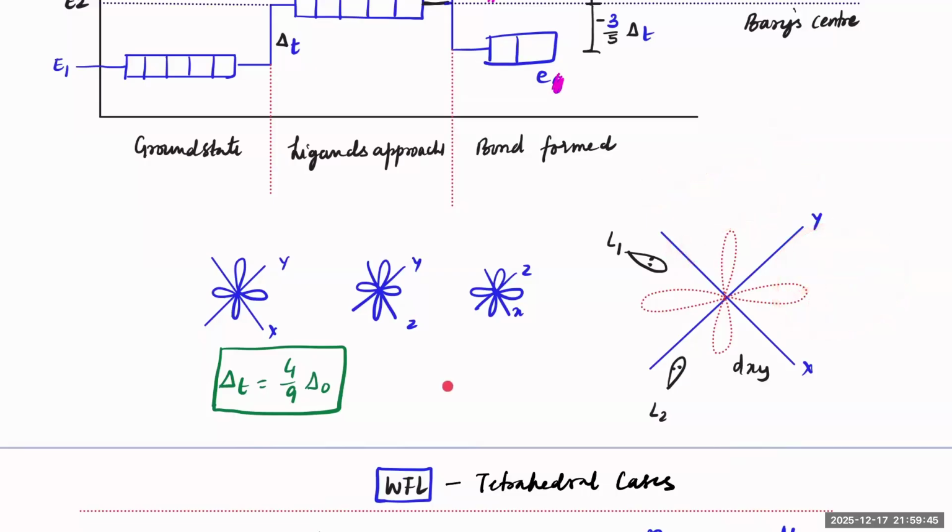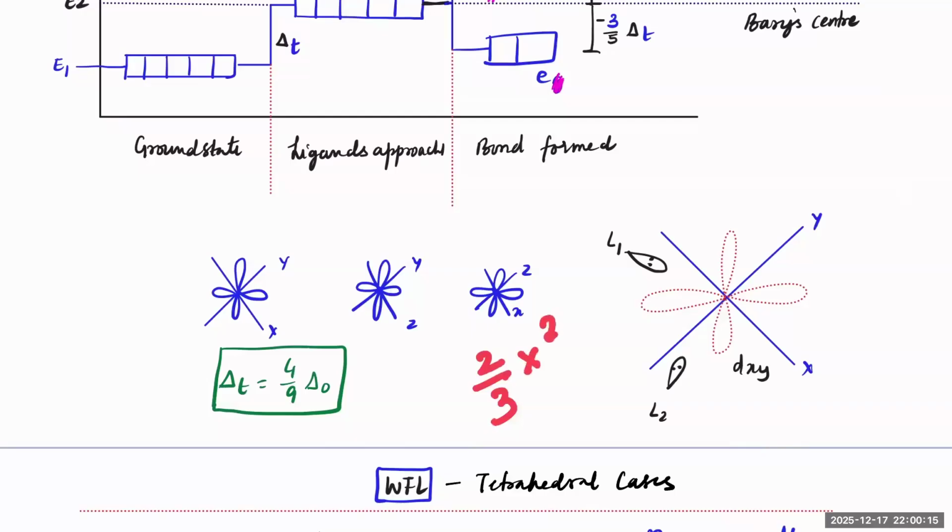That means delta T will only fill two-third of what delta naught will fill, correct? Yes. Moreover, in delta naught, the ligands were approaching head-on. But here ligands are not approaching head-on. They are coming from sideways, like this, isn't it? Ligands are coming sideways. So again, another two-third amount of energy will be lost there also. Repulsion will be lost there also.